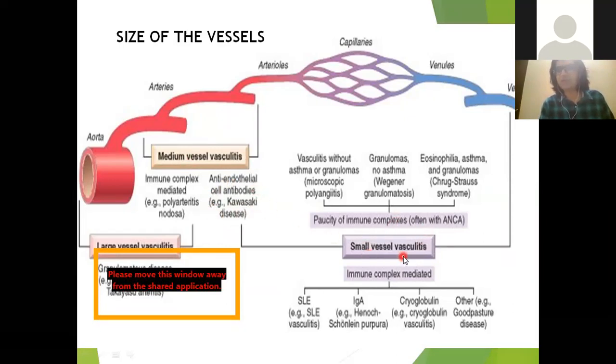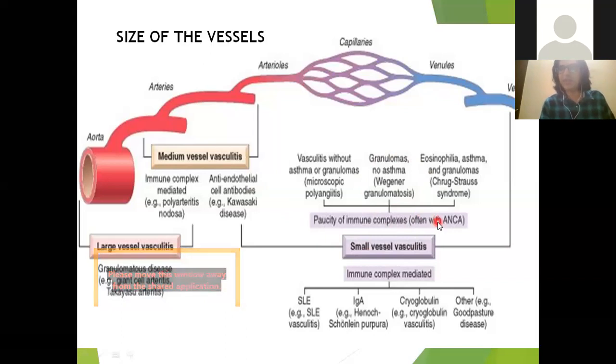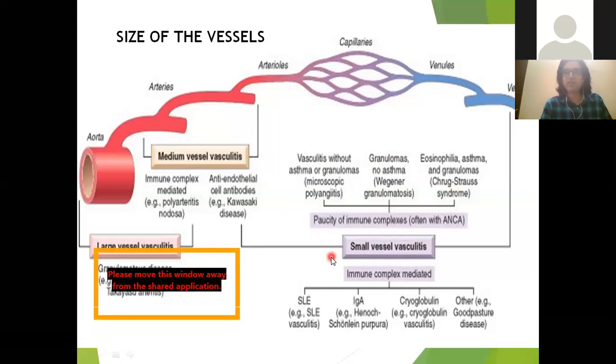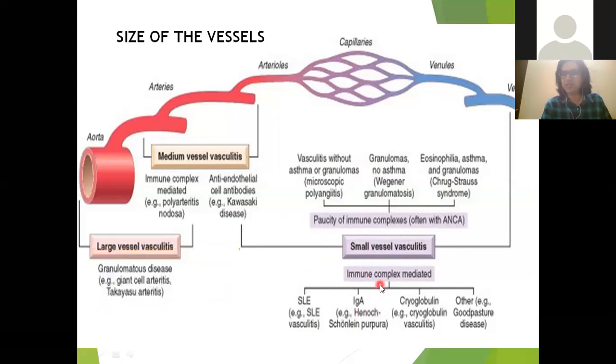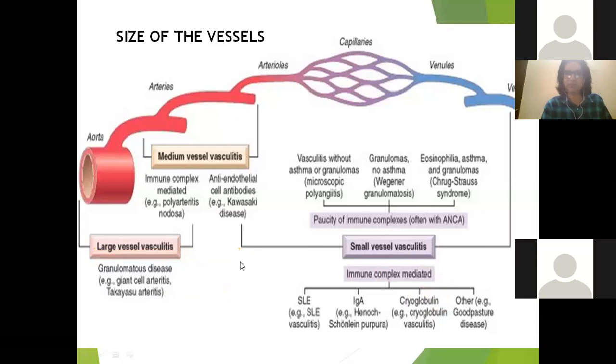And then we have small vessel vasculitis, and here we have three vasculitides which are ANCA associated, right? ANCA means anti-neutrophil cytoplasmic antibodies, and we will discuss this in detail. Number one, microscopic polyangiitis. The second is Wegener's granulomatosis, which is called granulomatosis with polyangiitis. And the third one is Churg-Strauss syndrome, right? And then we have vasculitis which is associated with SLE, then Henoch-Schonlein purpura or IgA associated vasculitis, and cryoglobulinemia.